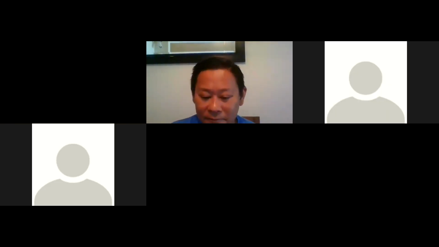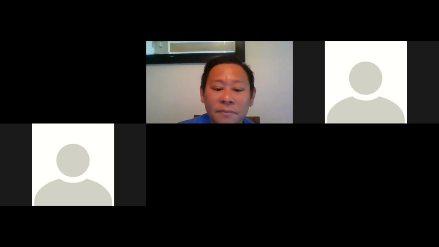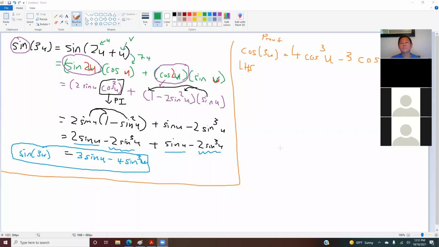Anyone know where to start? A little bit stuck on the two numbers outside the cosines. Where do you start at? What I have so far is a 4 times cosine cube u. We're going to start from the left-hand side. We are proving from the left-hand side, not the right-hand side, the left-hand side.